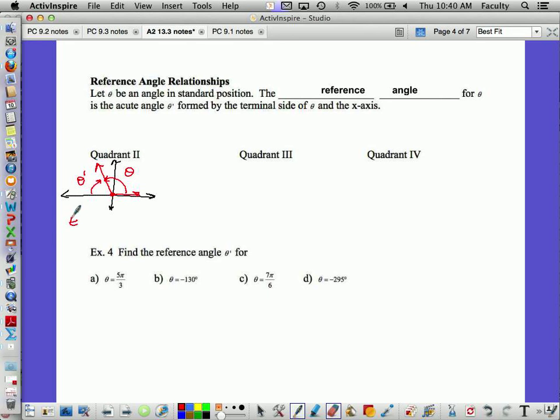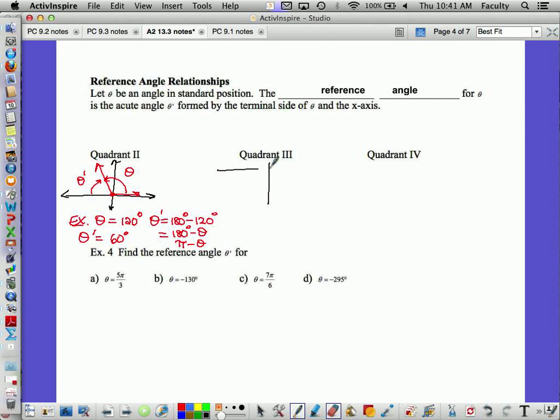So let's look at an example. Suppose my angle is 120 degrees. What would theta prime be? 60. How did you get that? Because a straight line is 180 degrees. So you did 180 minus 120, right? Or you take 180 minus the angle. If you're in radians, that would be pi minus theta, okay?